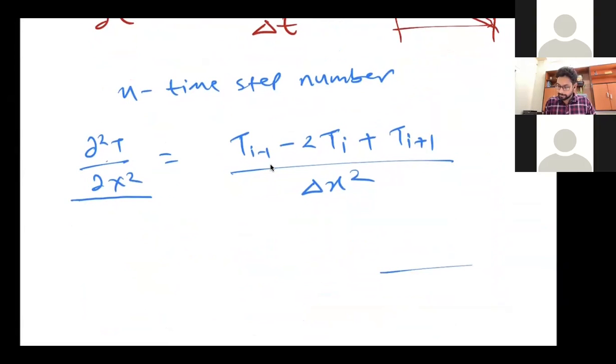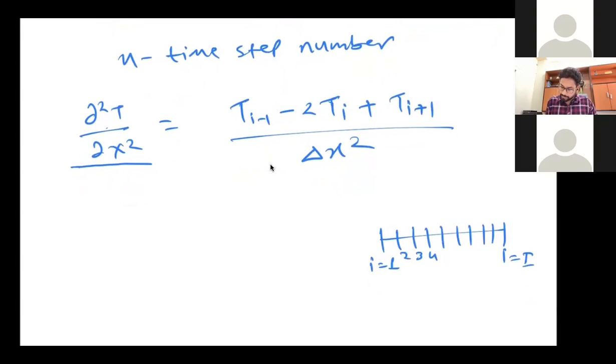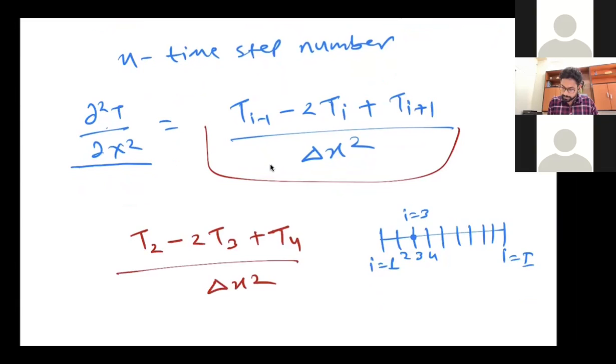And what are T i minus 1, T i and T i plus 1? They are the temperatures at different grids. So if this is i equal to 1, this is i equal to capital I, this is 2, 3, 4, etc. If you want to calculate T here, let's say i equal to 3 here, this right side term will become, i minus 1 will be 3 minus 1, so that will be T2 minus 2 T3 plus T4 by delta x square.